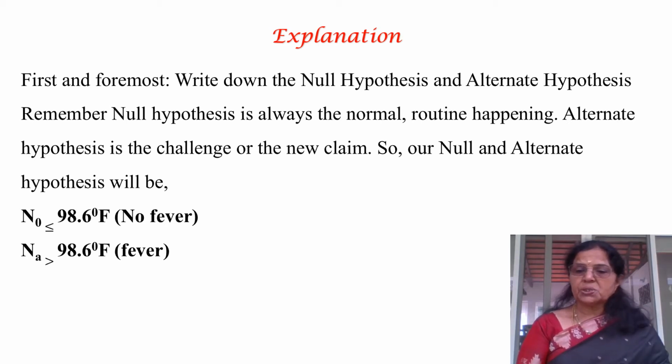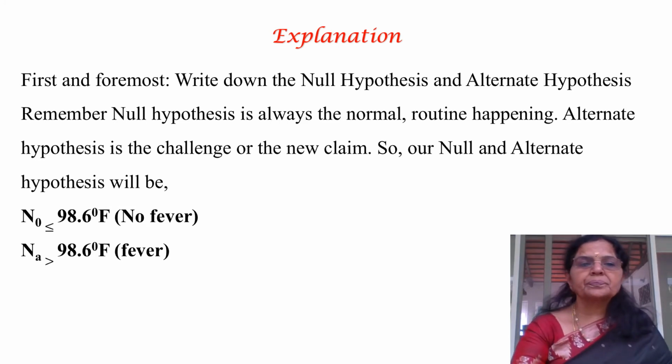So the first thing you should do is to write down the null hypothesis and the corresponding alternate hypothesis. And null hypothesis is always the routine thing. Here the routine thing is normal. Everybody is running the normal temperature. And the alternate hypothesis will be some new claim. That means some of the people are having running temperature, so we should not allow them into the classroom. That is the new claim. So that becomes the alternate hypothesis.